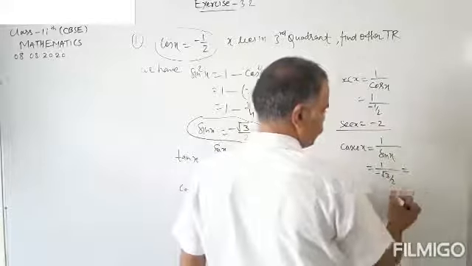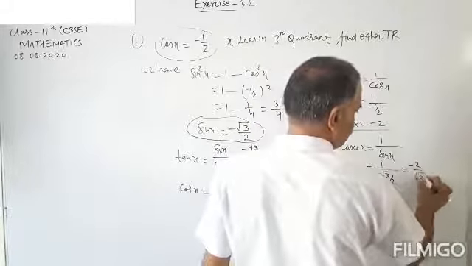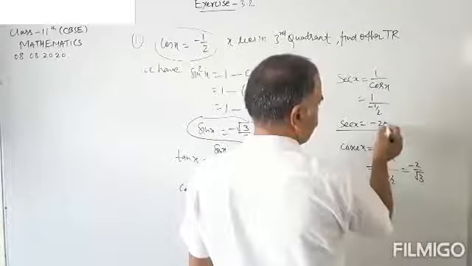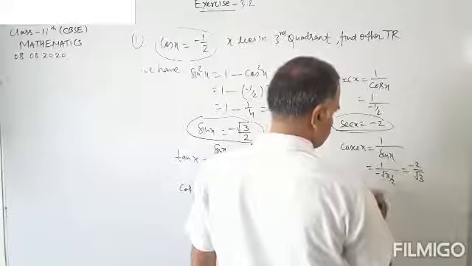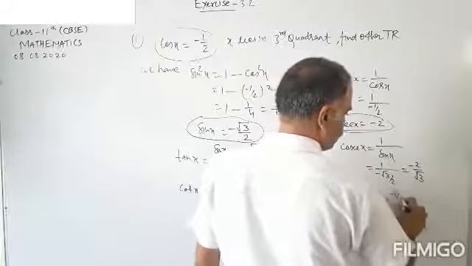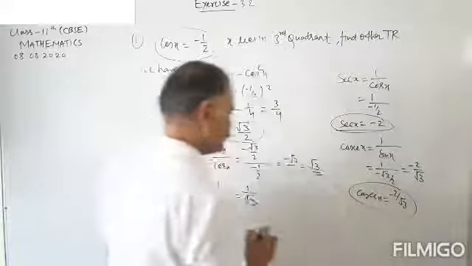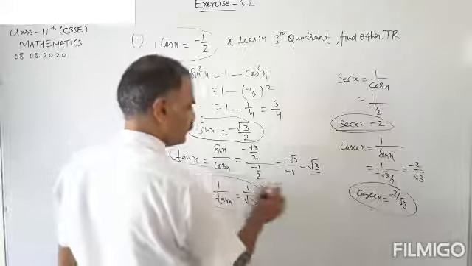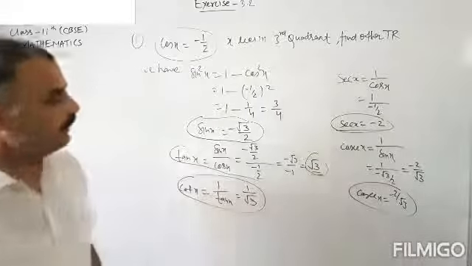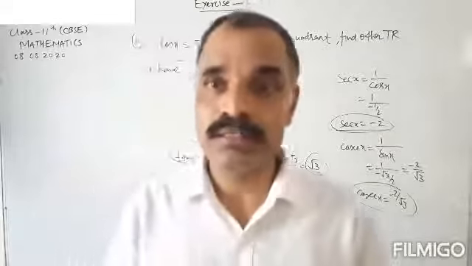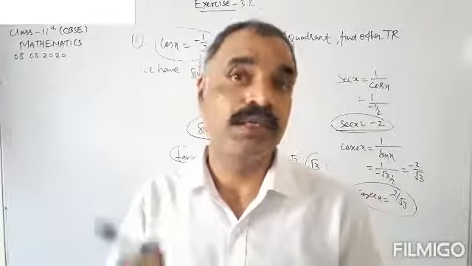So 1 upon minus root 3 by 2 is minus 2 by root 3. So cosec x is equal to minus 2 by root 3. This one is cosec x, this one is cot x, and this one is tan x. So we have to find all the trigonometric ratios.